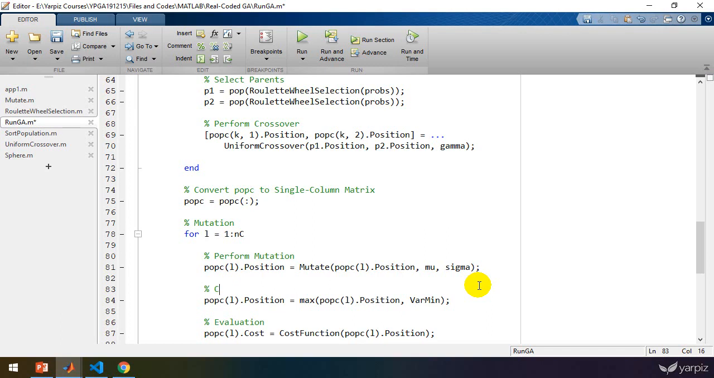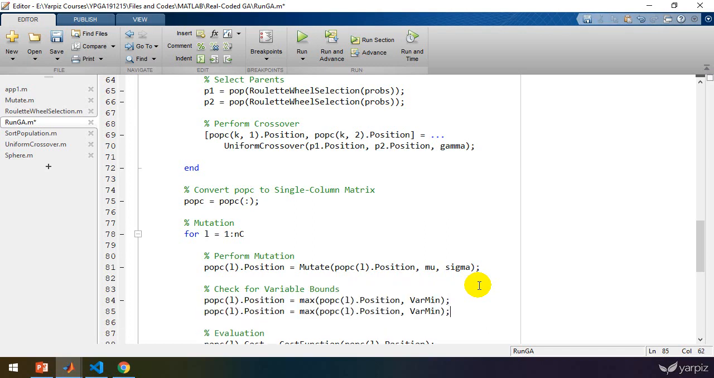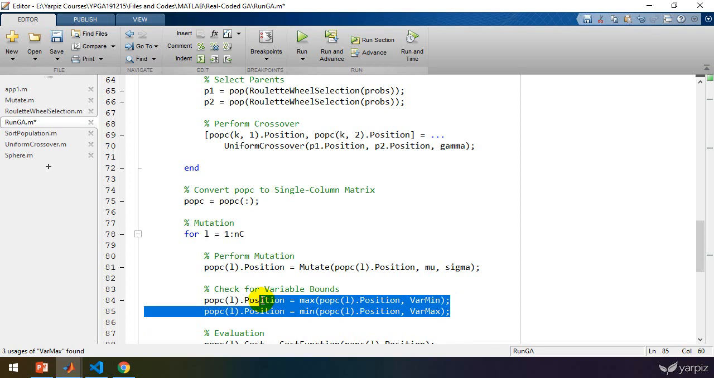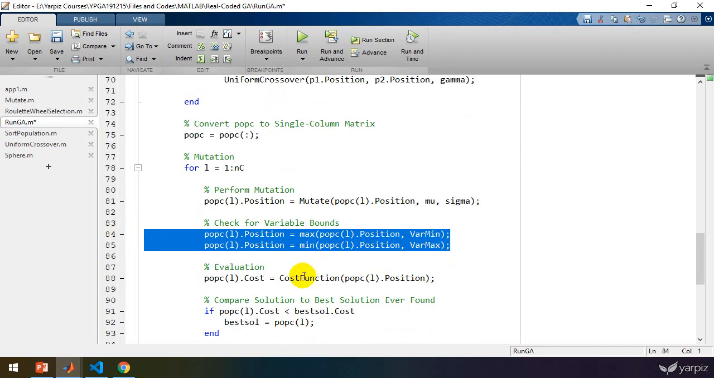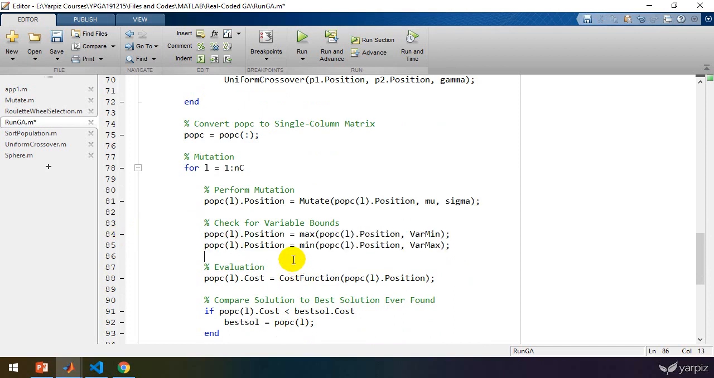So I'm going to check for variable bounds. And similar to this, the position will be the minimum value among position and var max. We know that this position must be less than or at least equal to var max. And if this is not the minimum value among position and var max, then we will have var max as the minimum of these two variables. So the position will not go beyond var max. So this will check for the upper bound, as well as this line, which is responsible for applying the lower bound condition. Okay, that's it. This checks for the lower bound and upper bound conditions of the variables.